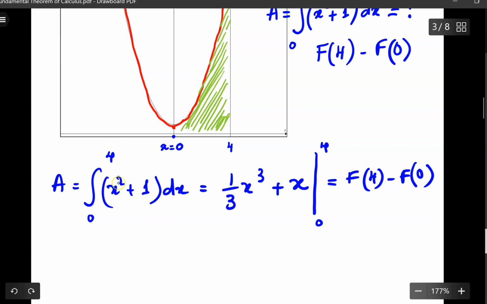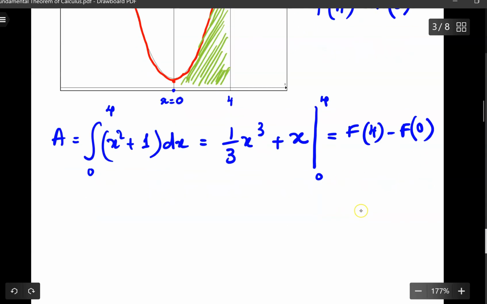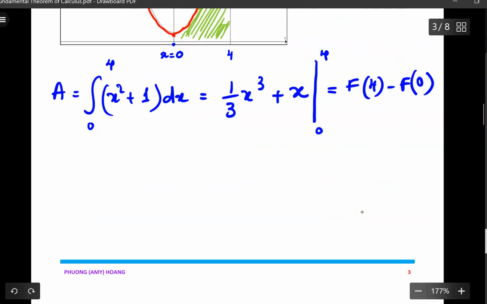The integral of x squared is 1/3 of x cubed, plus the integral of 1, which is x. Okay, so let's evaluate this. I will do it step by step for everyone. First of all, F of 4, capital F of 4, means 1/3, and I substitute x as 4, this is to exponent 3, plus x, which is plus 4.